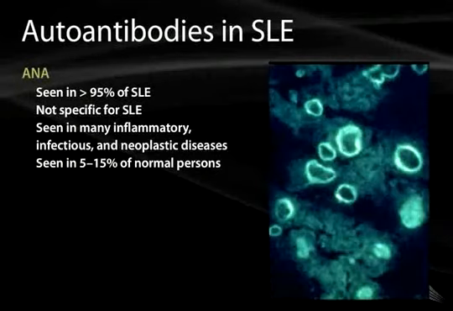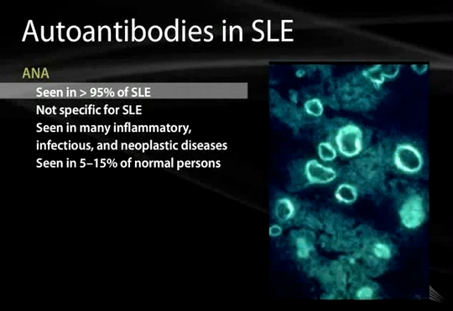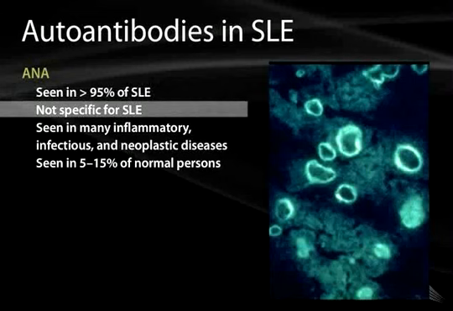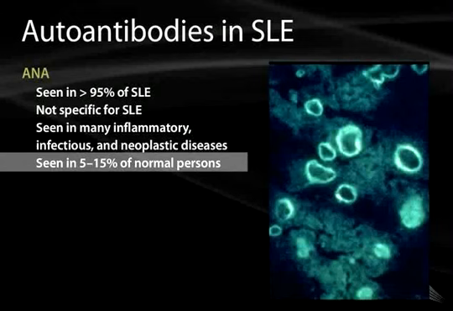It's worth taking the time to discuss some of the autoantibodies in systemic lupus erythematosus. So the ANA is seen in greater than 95%, and one could argue up to 100%, of patients with SLE. It's not specific for SLE. It can be seen in many other inflammatory, infectious, or even malignant diseases, and can even be seen in 5 to 15% of normal patients without evidence of systemic lupus erythematosus or any of the other inflammatory or neoplastic conditions.